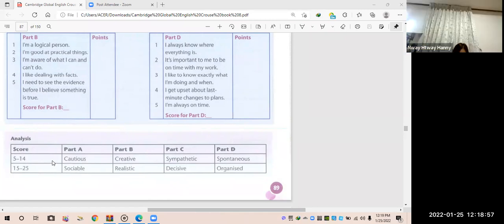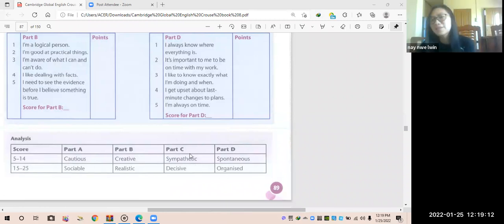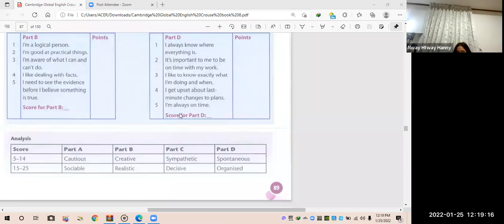For part A, I got 16, so I'm sociable. And for part B, I got 19, and I'm realistic. For part C, I got 17, so I am decisive. And for part D, I got 15, so I'm organized. Okay, you guys participate. So, are you ready to do more? Yes, teacher. Okay, you can tell me now.